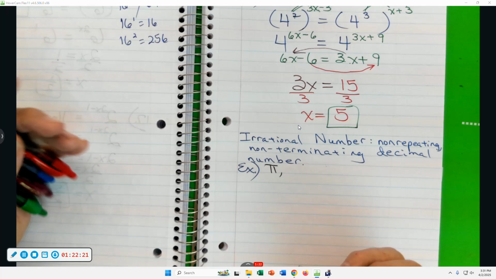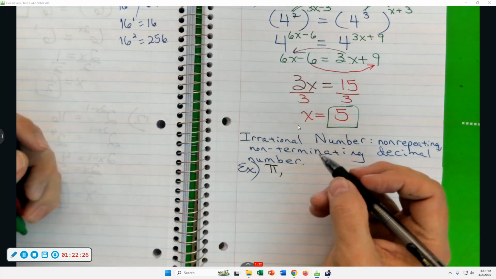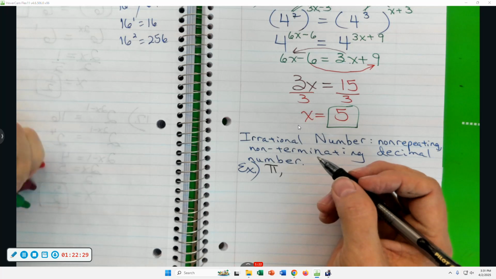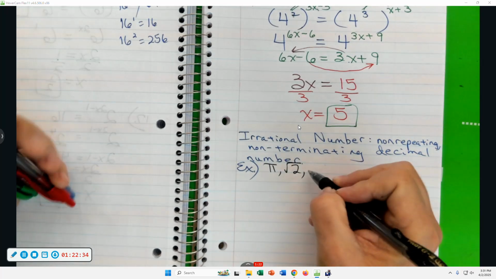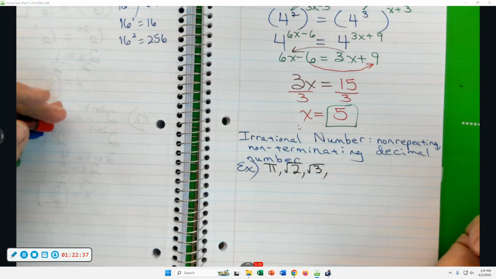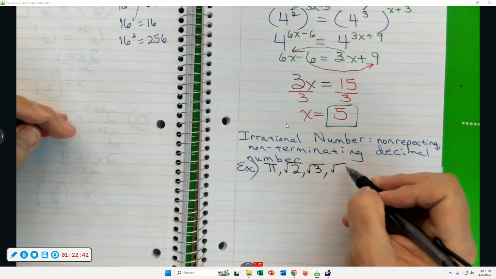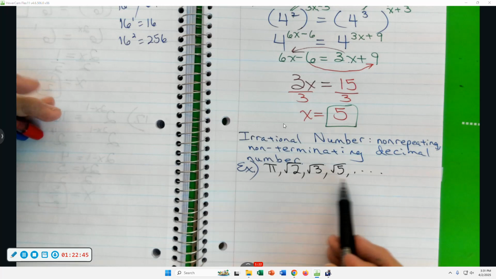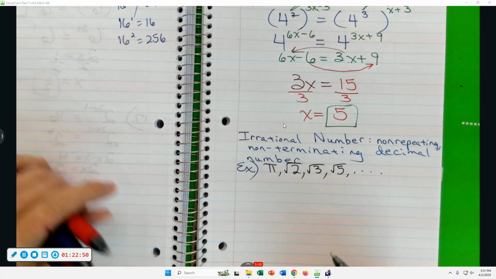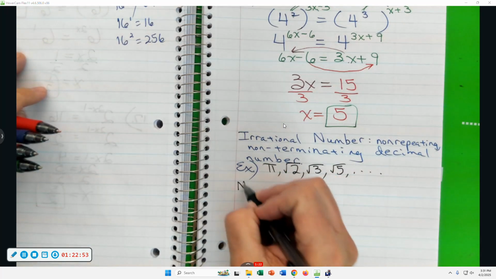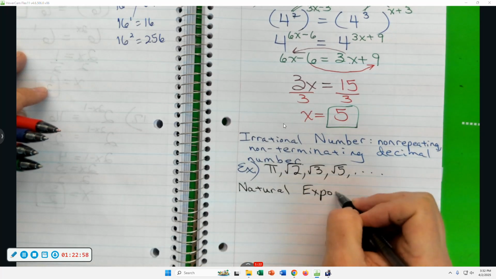But it turns out we've been working with irrational numbers since the first day of the semester. Any square root that's not a perfect square is an irrational number. That's why square root of 2, we have to write it like that. Square root of 3. What about the square root of 4? Is it irrational? No, that's a 2, an integer. But the square roots that aren't perfect squares are irrational numbers. There's another important irrational number. It's called the natural exponential. Google calls it Euler's number.